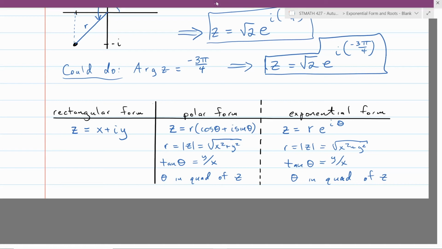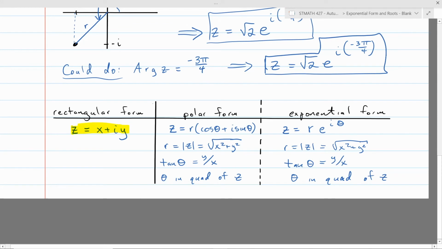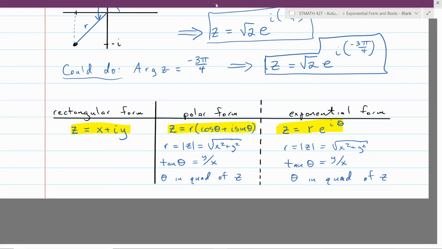So those are the three ways that we tend to describe complex numbers. And we use whichever one is the most convenient, just like you did in calculus. Sometimes an integral is easier to do if you convert it to polar coordinates, or cylindrical coordinates or whatever. So you just do what's most convenient.